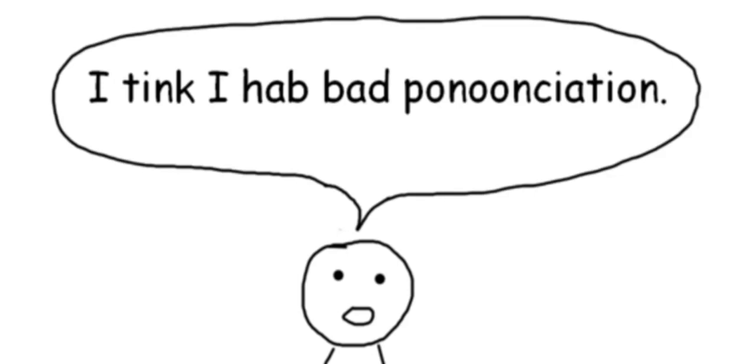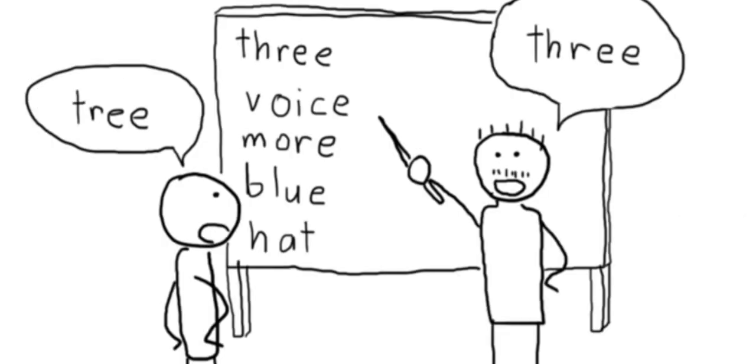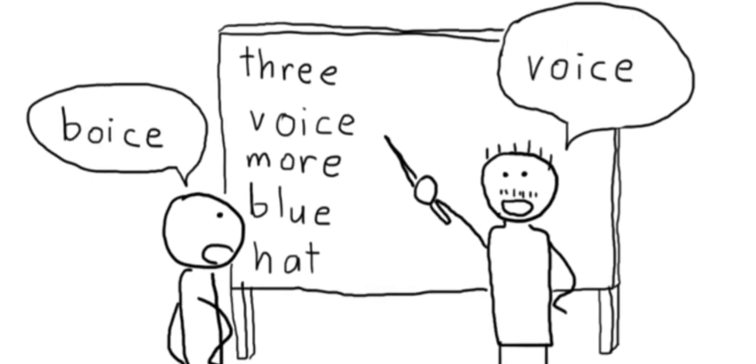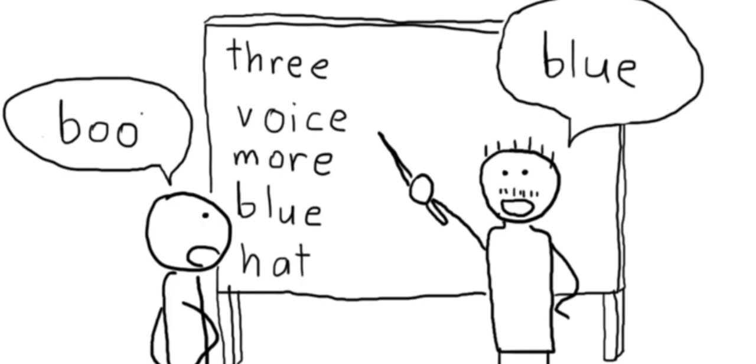In this video, you are going to learn how to improve your English pronunciation. First of all, why is it so hard for you and I to improve our English pronunciation? Well, one of the reasons is that we can't make some sounds in English because those sounds are not present in our native language. So, when we speak English, we replace those difficult sounds with some other sounds that we can make. That's why we mispronounce words all the time.